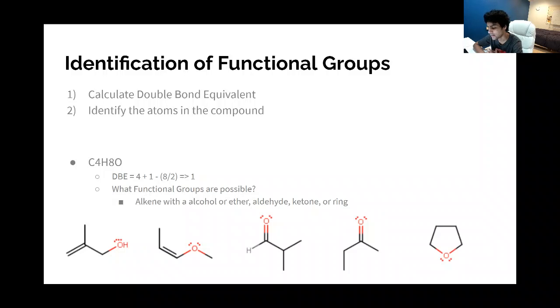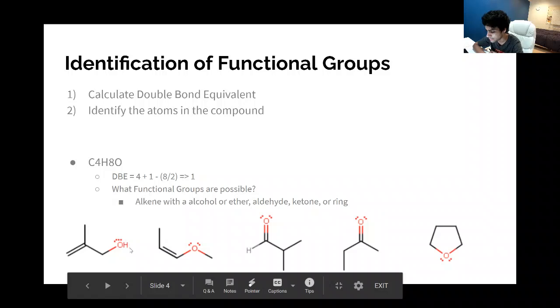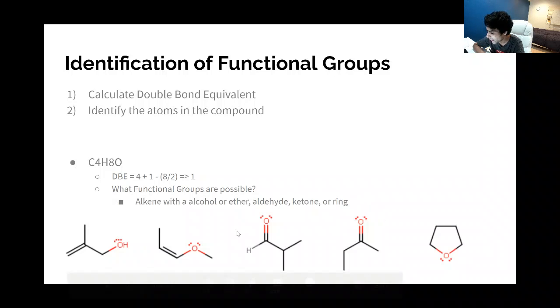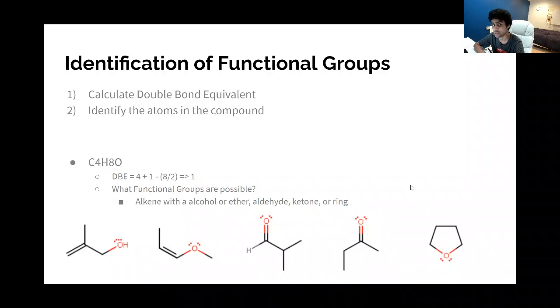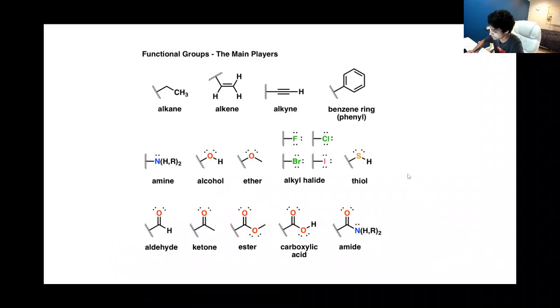Now, if you have an alcohol, there must be an alkene, because the OH functional group does not involve a double bond. Same with an ether. However, aldehydes and ketones have a C=O double bond. And this furan ring has a ring in it. So you have to think of the functional groups that are compatible with your information. But you also have to memorize the functional groups in order to make a decision.